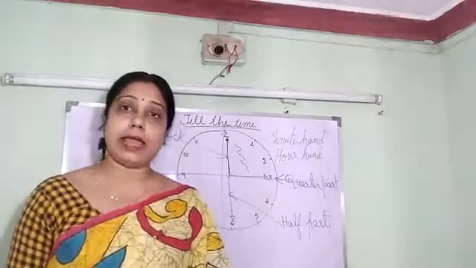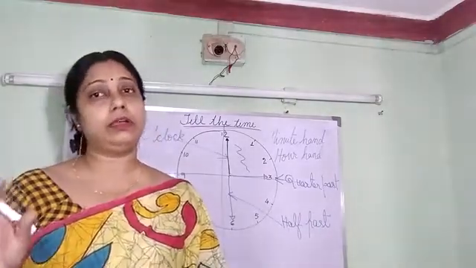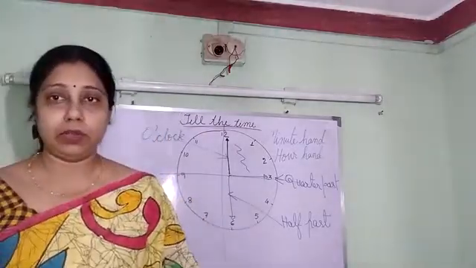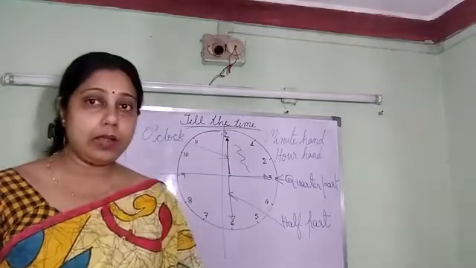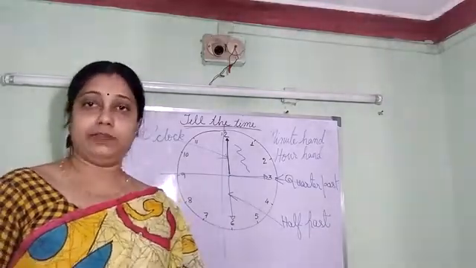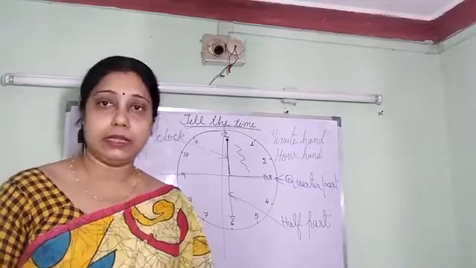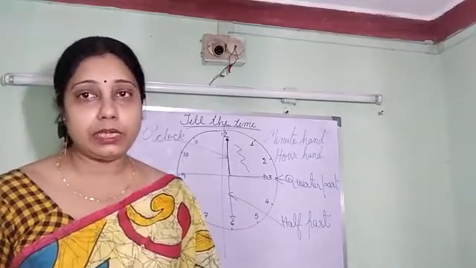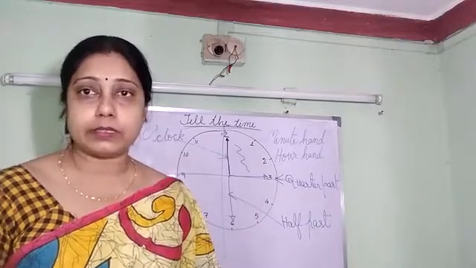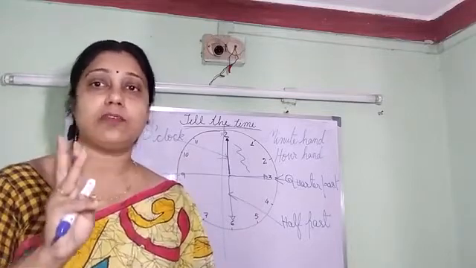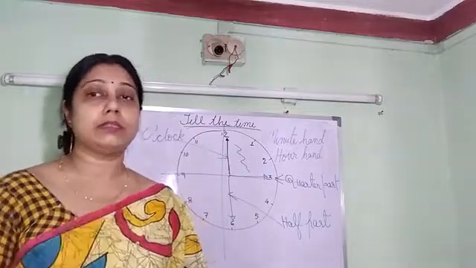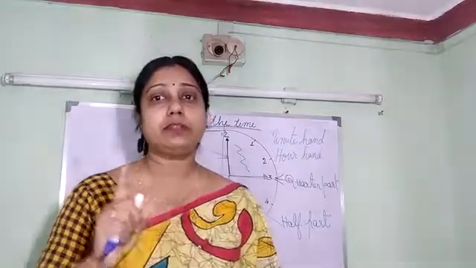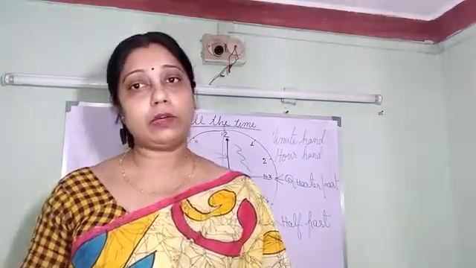So what I told: the short hand will be on any number. These are the three main things. Again I am repeating. If the long hand is at 12, it is o'clock. If the long hand is at 6, it is half past. And if the long hand is at 3, it is quarter past. These three basic things you have to remember. Then the short hand comes. If the long hand is at 12, the short hand will always be on any number, and we are going to read that number only.